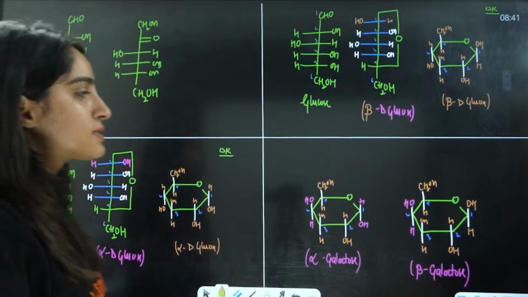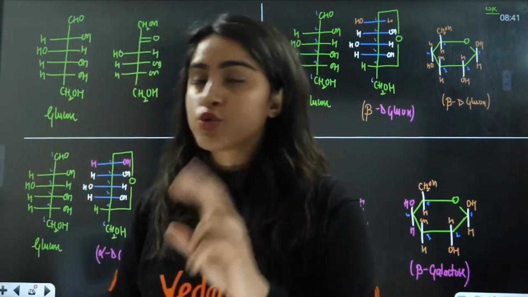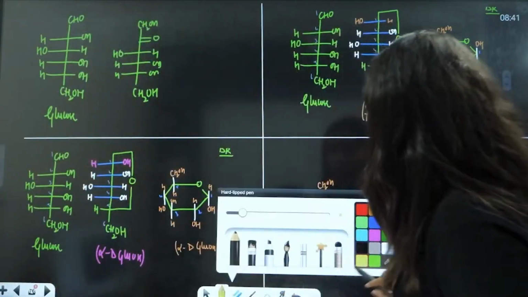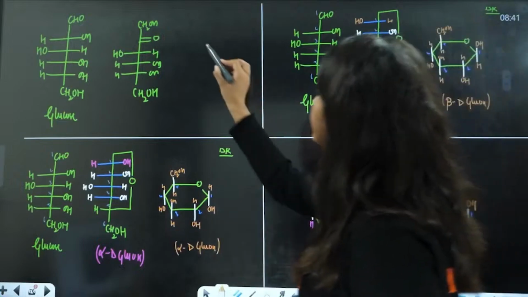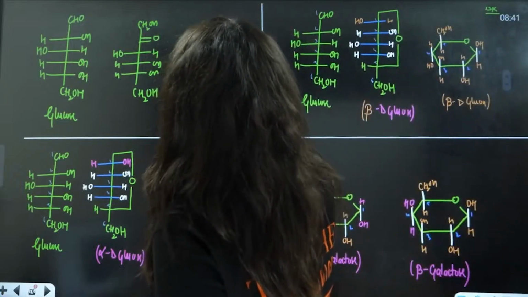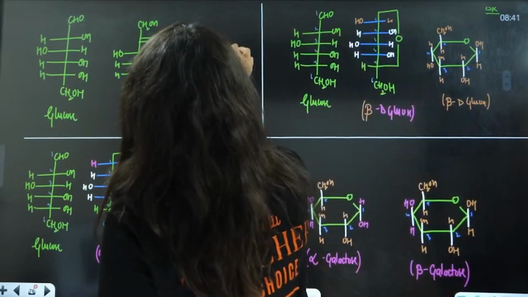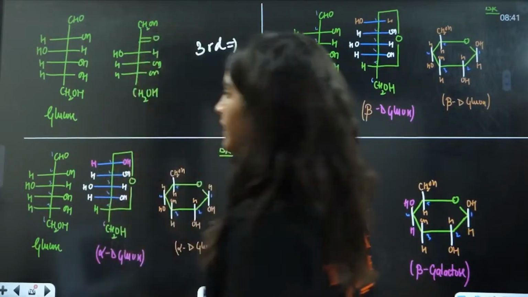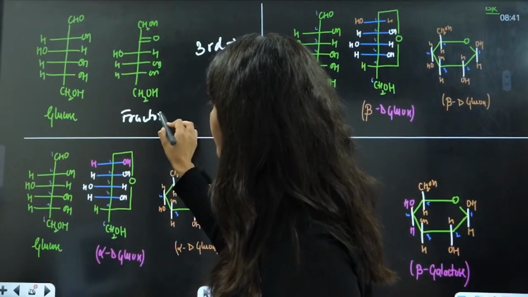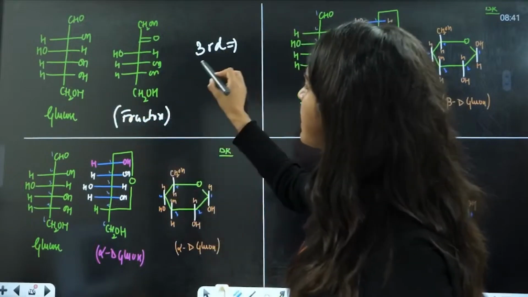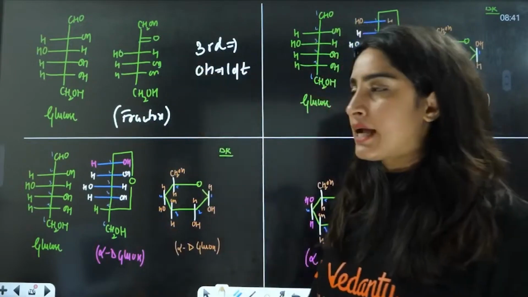Next is the biomolecules chapter. Just two chapters left. Everyone, look at this very carefully. I am writing the very important structures here. If you are talking about glucose or fructose, in both cases the third OH is on the left side.